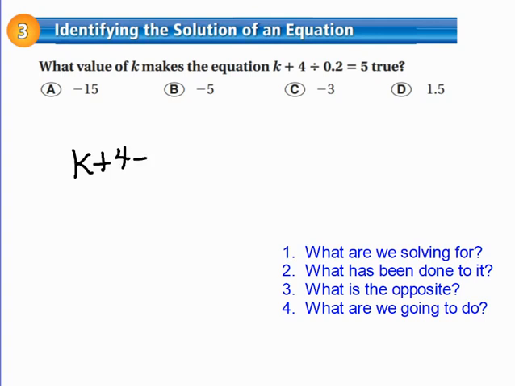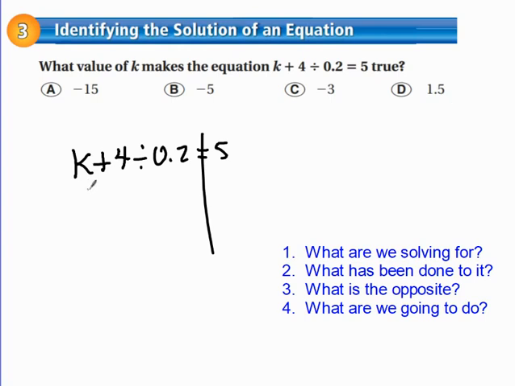k plus 4 divided by 0.2 equals 5. So we want to solve this equation. This says which value makes the equation true. So we could actually take this number and put it in here and see if this side equals 5. Or we could put 5 in for k, solve this side of the equation and see if we get 5. And so on. We could try the 3 or we could try the 1.5. Or we could solve the equation using some steps that we can learn here.